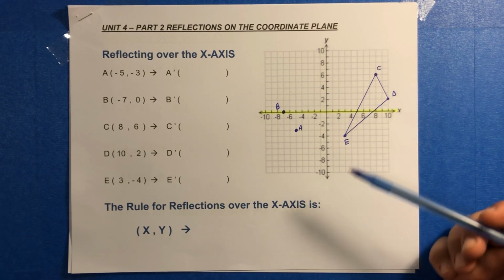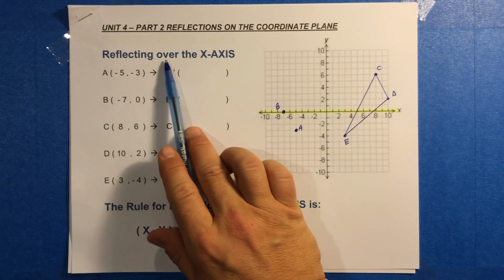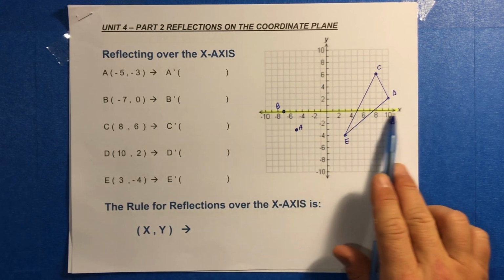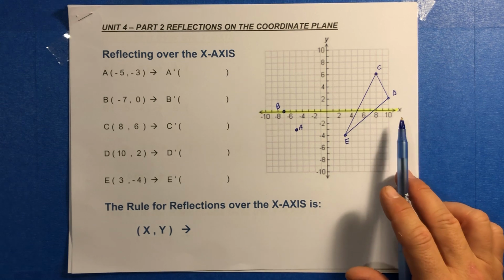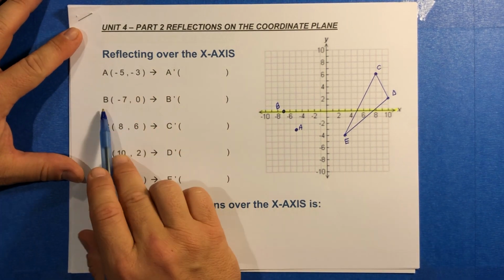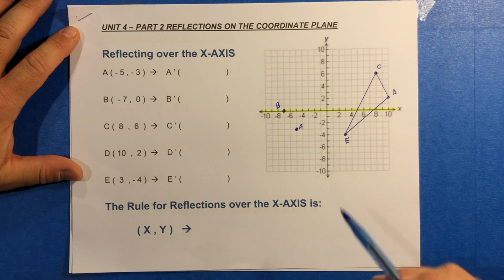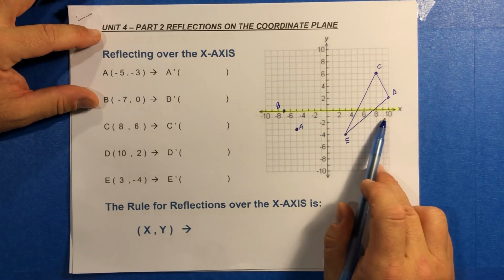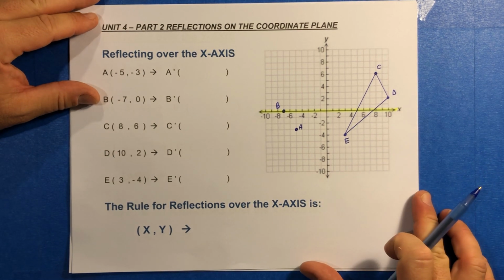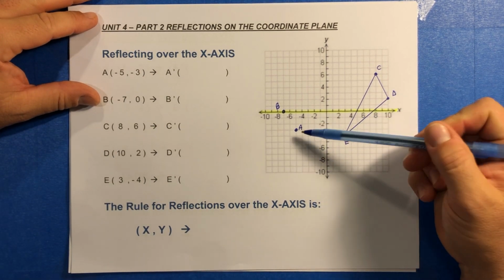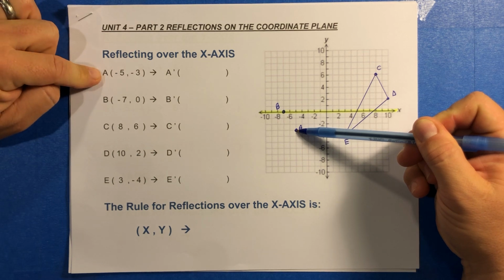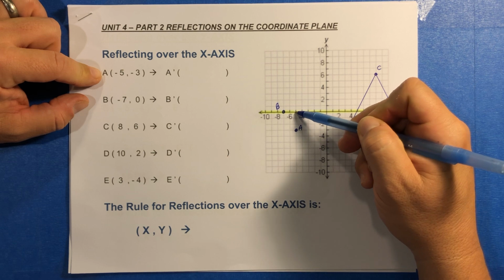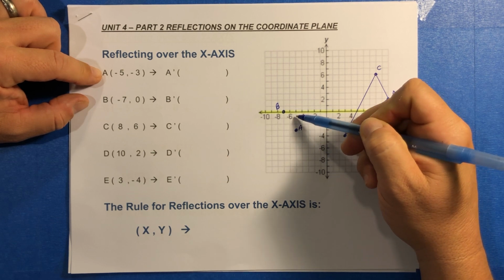We're going to start off here by reflecting points and figures over the x-axis. The x-axis is the horizontal axis. So what we're going to do is reflect points A and B over the x-axis and then the entire triangle CDE over the x-axis. Now, what we want to do is simply count the distance between point A, which is at -5, -3, and the line, which is the x-axis. It is 1, 2, 3 below. Point A is 3 below the x-axis.